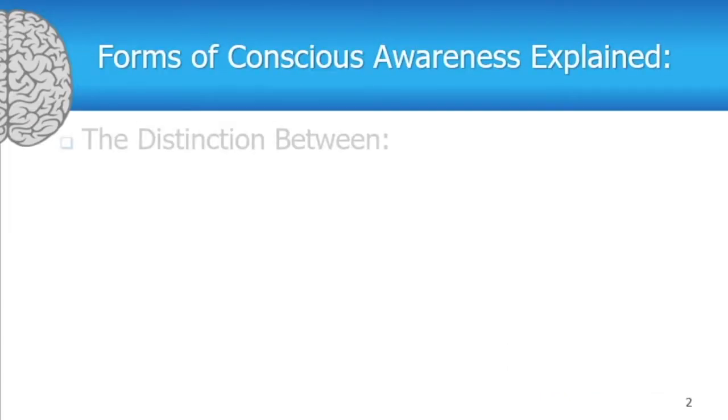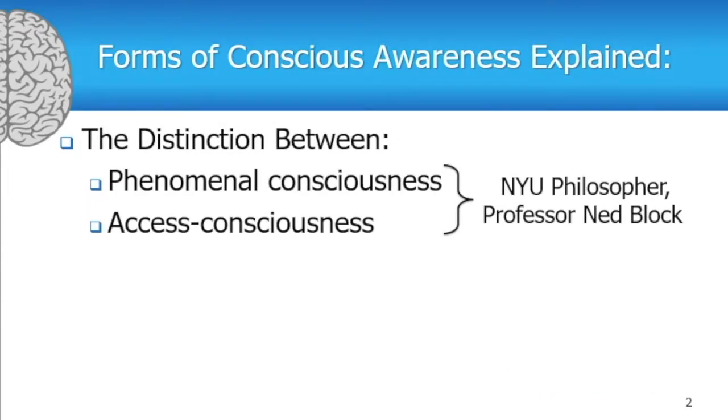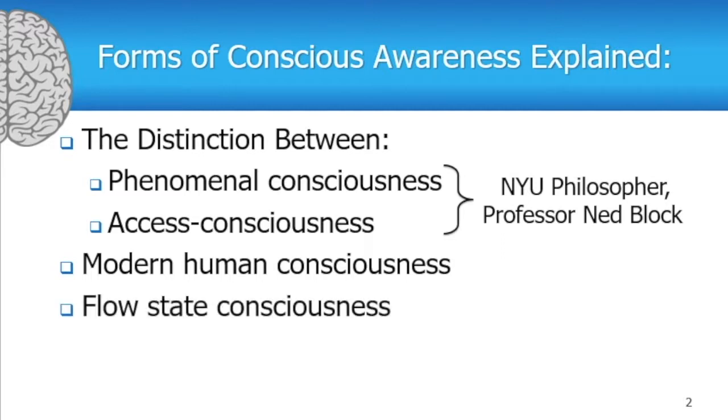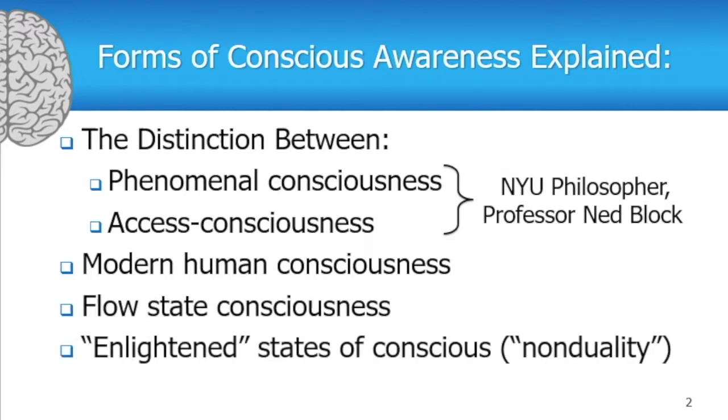Here's a list of all the different forms of conscious awareness that will be explained by this talk. First of all, I will explain the distinction between phenomenal consciousness and access consciousness. This distinction was proposed by the NYU philosopher Professor Ned Block. Then I will explain these 3 different kinds of human consciousness: modern human consciousness, flow state consciousness, and enlightened states of consciousness. These enlightened states are also described as having an experience of non-duality.